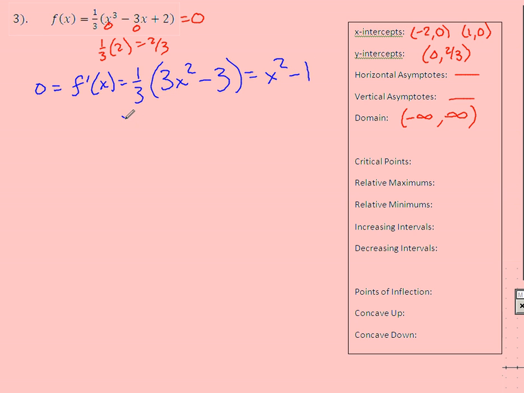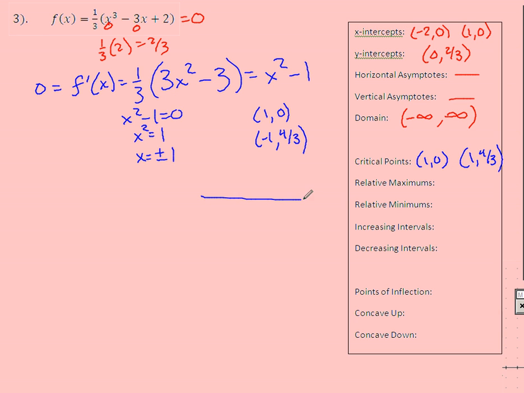When I set that equal to 0, that means x squared minus 1 is 0, x squared equals 1, or x equals plus or minus the square root of 1, which is 1. From there, I would plug back into my original equation. I will get points, well, we already knew 1, 0, I told you that one. So 1, 0, which I could plug in and find on my own. And if I plug in negative 1 to my original equation, I should get 4/3 as my answer. So that's another critical point: -1 comma 4/3.